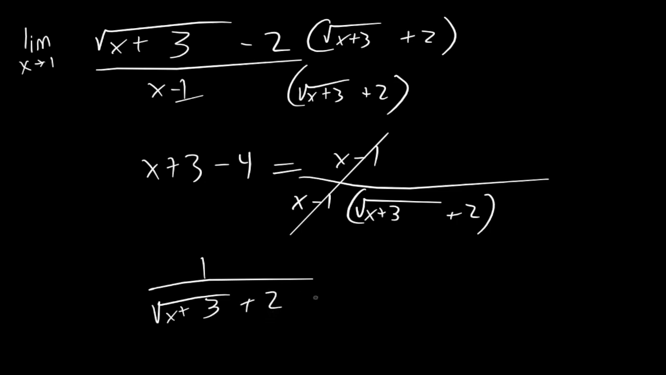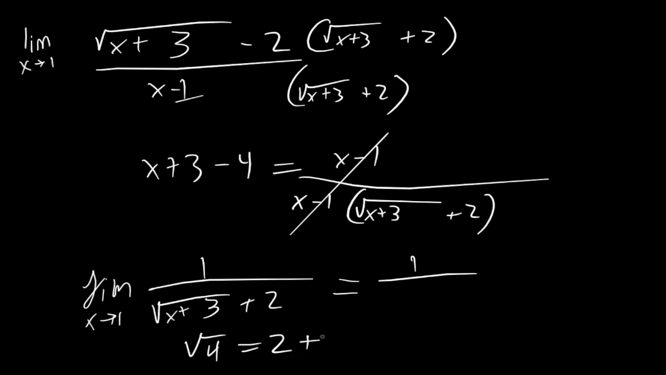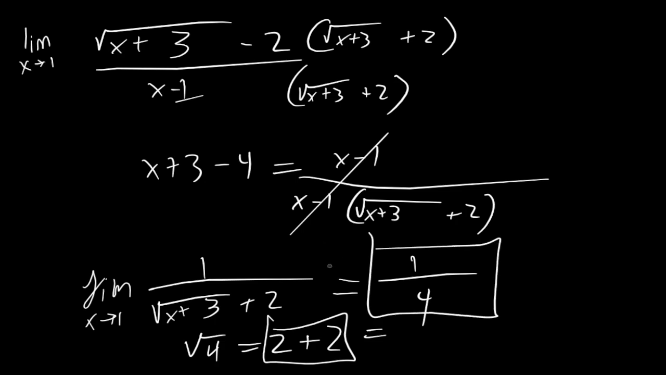And now, if we plug in our limit, which is x approaching 1, we're just going to get 1 over, what is 1 plus 3? Get the calculator out, or not, because it's 4. And then you take the square root of 4, which is equal to 2, and you put plus 2, because you bring this over here, and then it equals 1 over 4, and that is our answer.